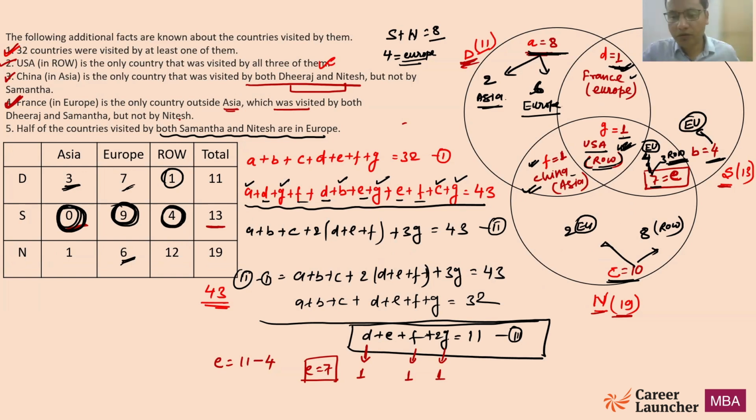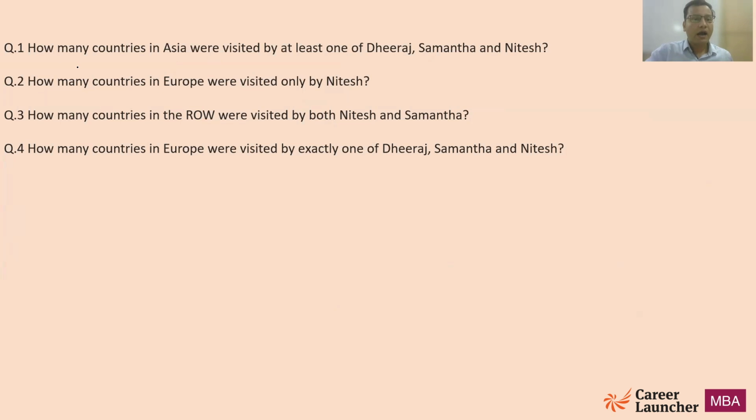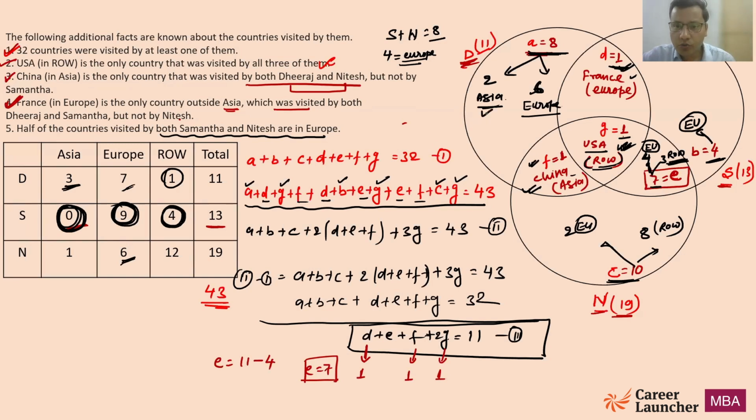Now let's quickly look at the questions and solve them. First question. How many countries in Asia were visited by at least one of Dheeraj, Samantha and Nitesh? At least one of them, right? So at least one of them means only Dheeraj, only Samantha, or only Nitesh, or any combination of 2, or all 3 of them, right? So look at this. We have 2 by Dheeraj, right? No by Samantha, right?